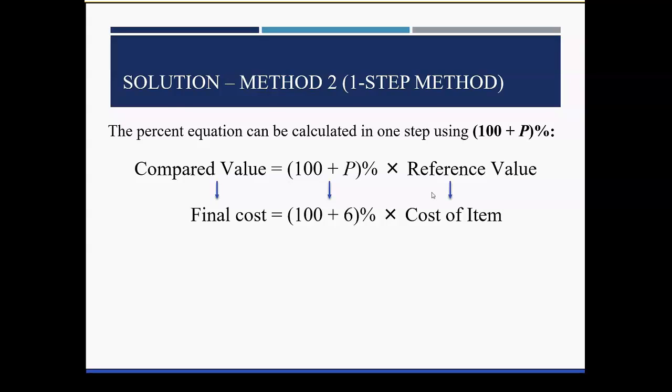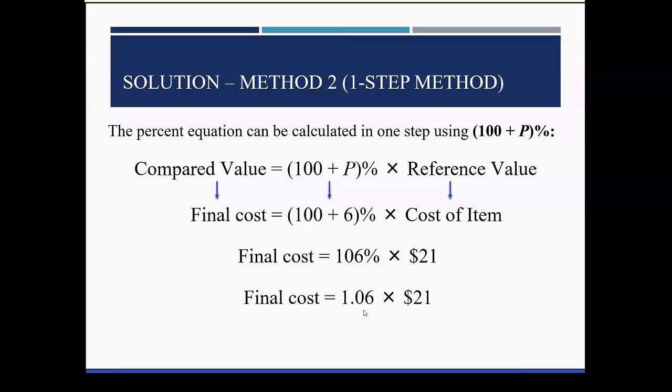So the P is a 6, the reference value is now the cost of my item, and the compared values become my final cost. So there is not going to be any intermediate step. I'm going to go right to my final cost this way. I added this up, and then converted it to decimal form, then multiplied. And my final cost is $22.26, just like it was with the other method. But again, I don't have to do 2 steps. I don't have to find the tax and add. I just do 1 step and I'm done.